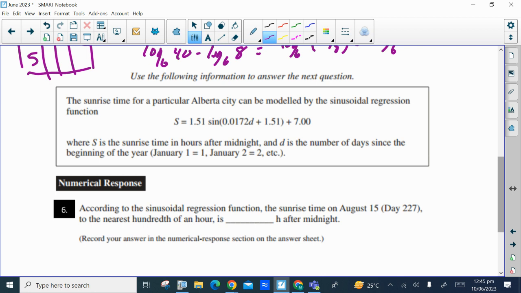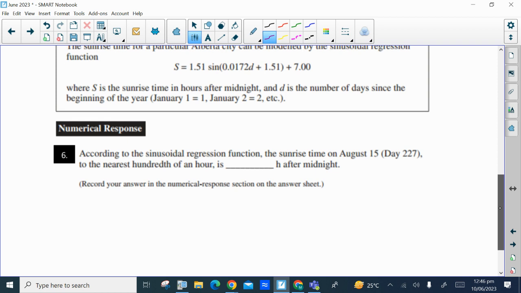Sunrise for a particular Alberta city can be modeled by that sinusoidal regression function, where S is the sunrise in hours after midnight, and D is the number of days since the beginning of the year. According to this function, the sunrise on August 15th, which is day 227, to the nearest hundredth of an hour is how many hours after midnight? So you're just going to let D equal 227.